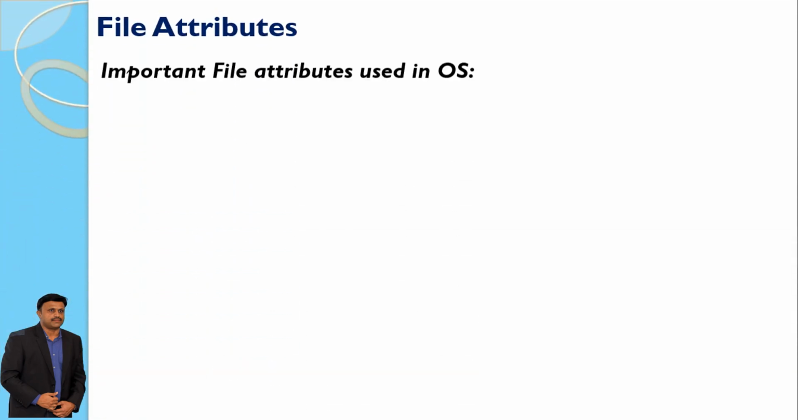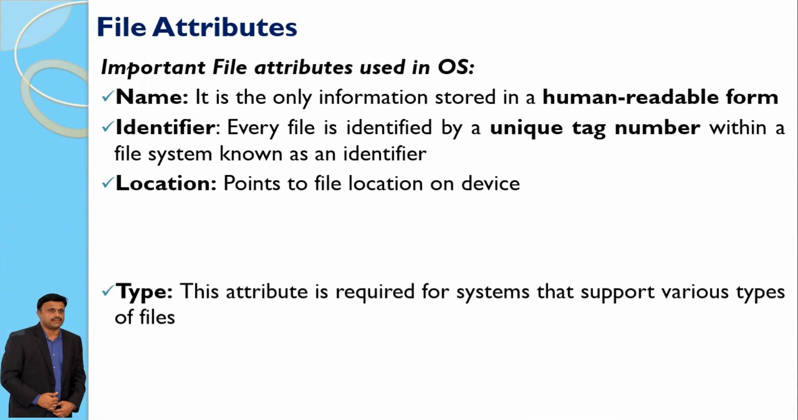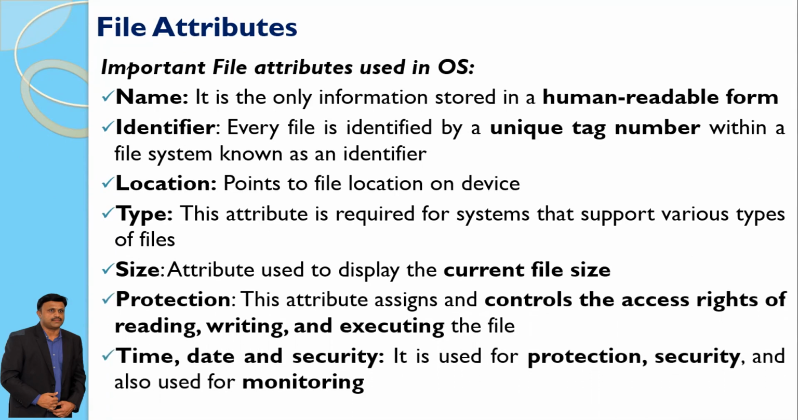File attributes are crucial in an operating system. They include the name, identifier, location, type, size, protection, and time, date, security information, all of which help manage and secure files.